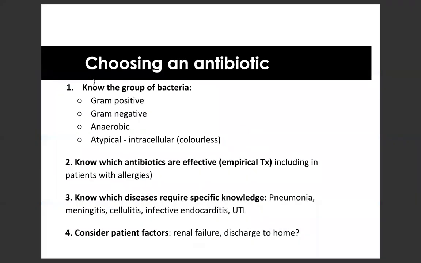So in terms of general principles of knowing how to choose antibiotics, I think the most important thing to know is what type of bacteria you're treating. So general principles are gram-positive, gram-negative, anaerobic, atypical. And from this, you can determine what the most effective antibiotic is in terms of empirical treatment. And also important to know what you would do in case of allergy, and also consideration of patient factors. So I'll go through those.